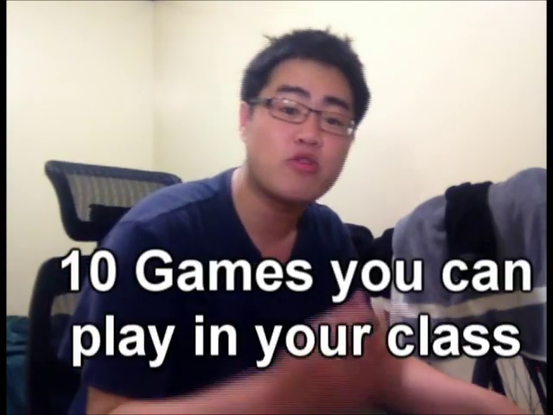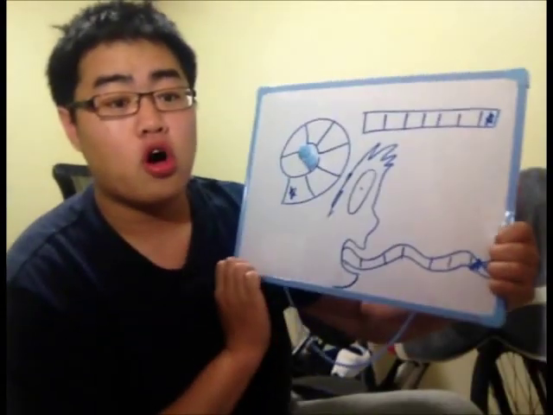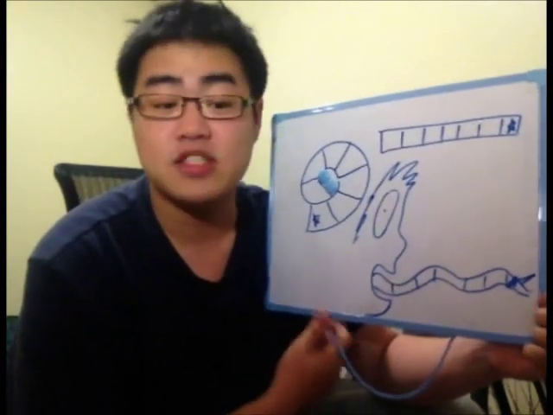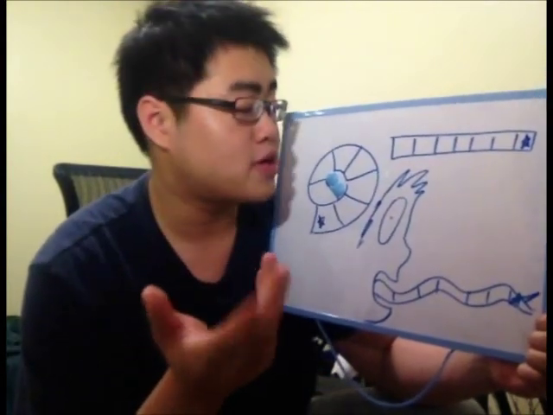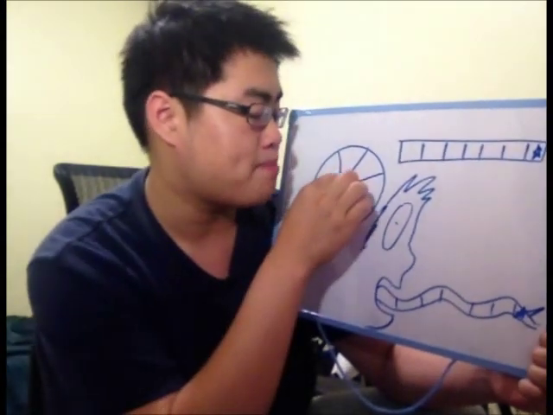Let's get the series really started by talking about these 10 games that you can play in your classroom. The first one we're going to talk about is numbers. Now to play this, all you need to do is draw something along the lines of these on your whiteboard and a dice. Students roll a dice and the numbers they get, they move that amount of spaces.